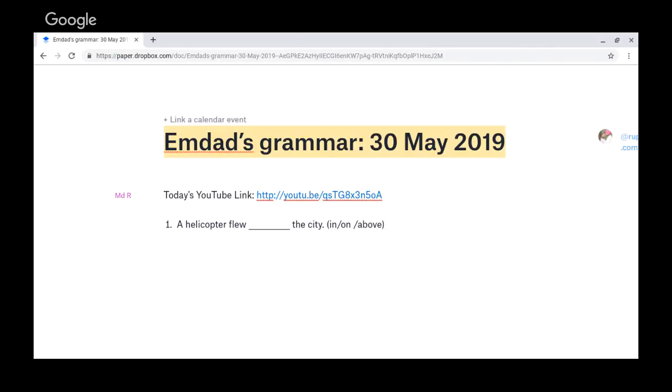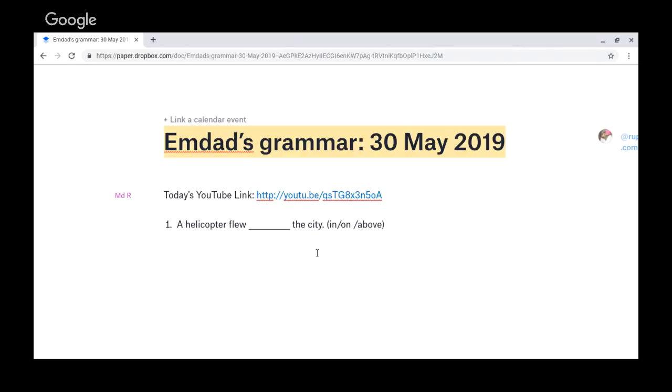Tell me, solve it and find the answer and tell me what is the answer and why do you think others are wrong. Yeah, a helicopter flew above the city.